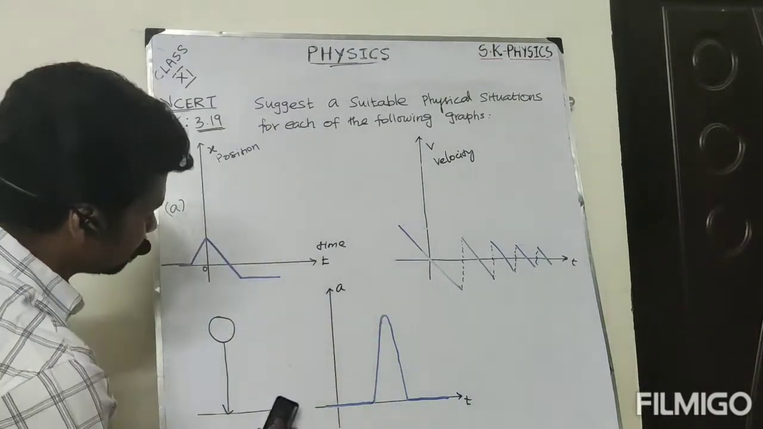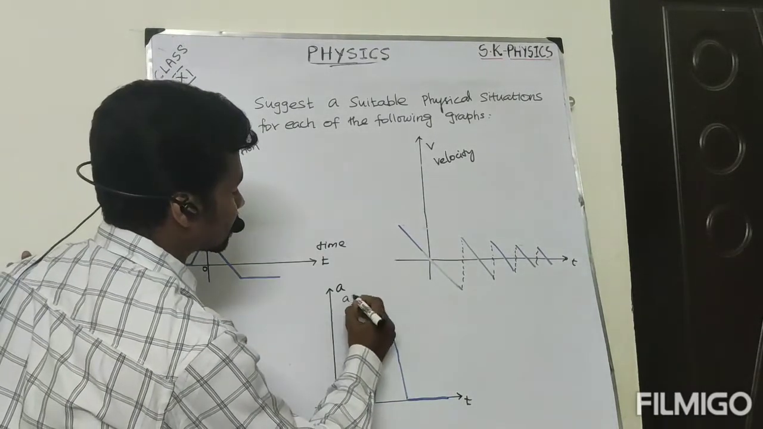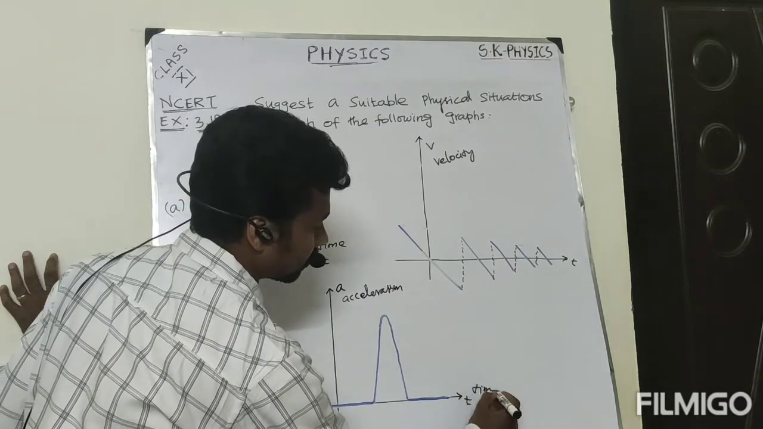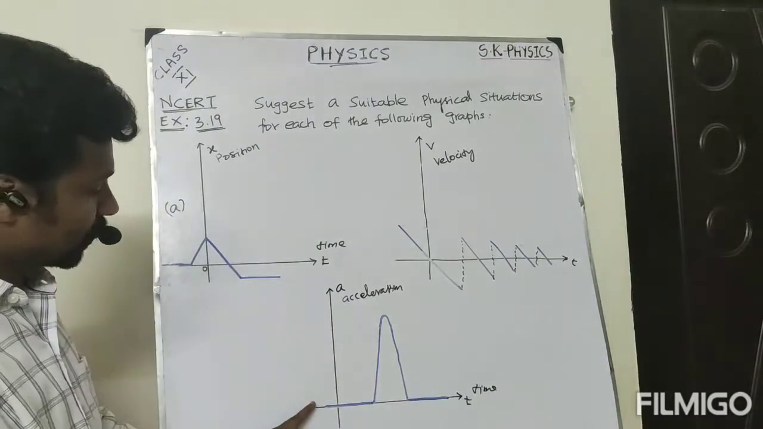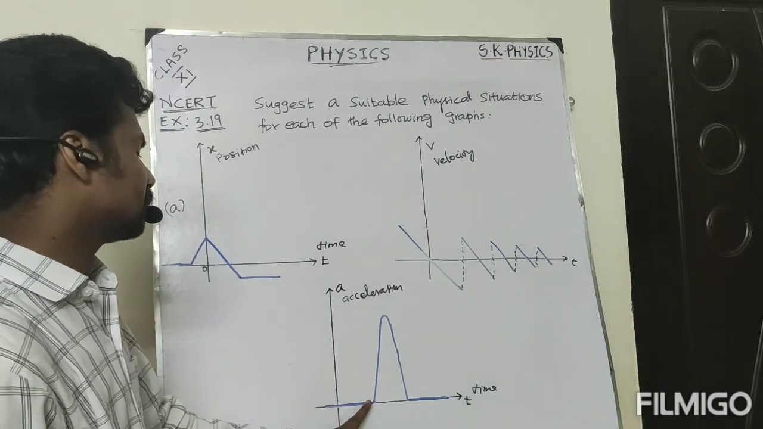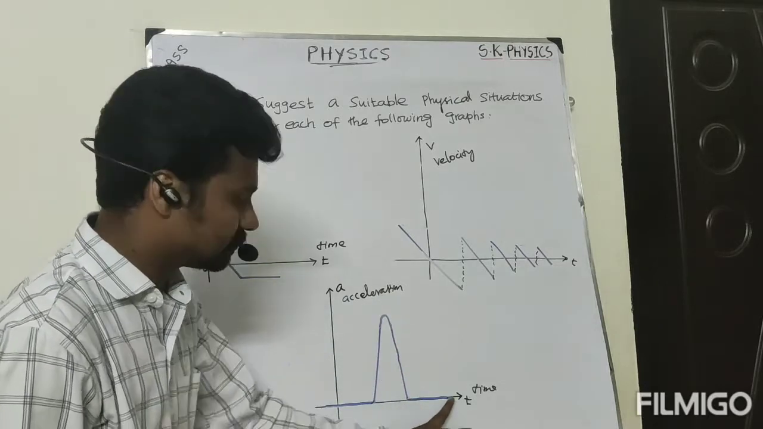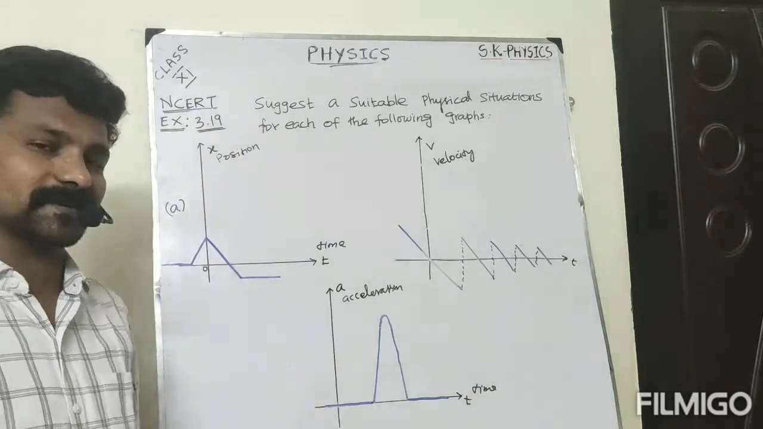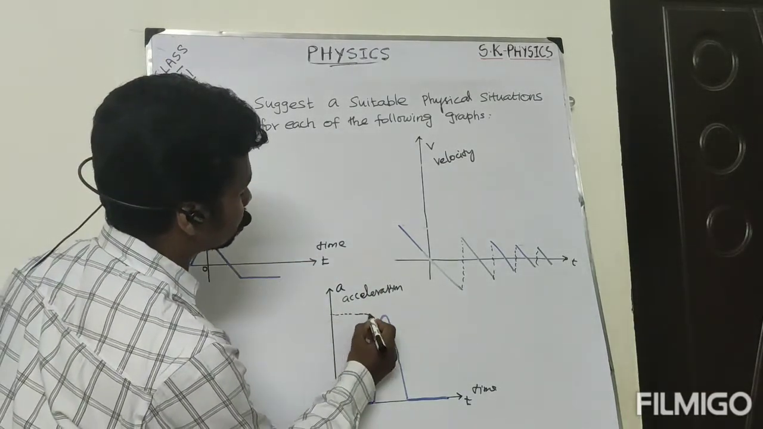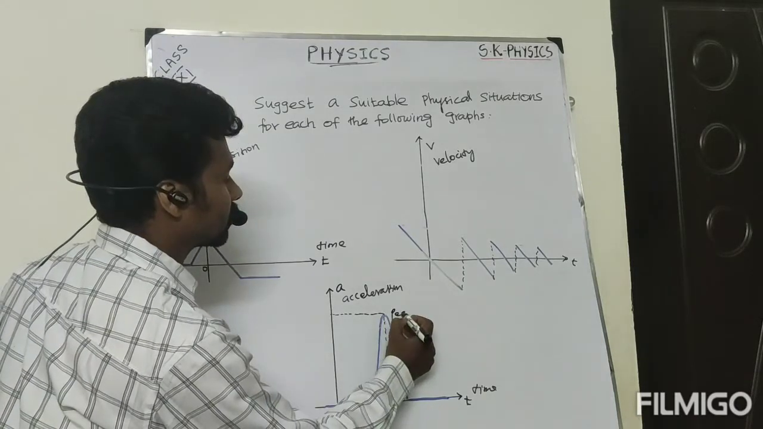Okay, see the next one. There is a graph between acceleration and time. See this blue line. As the time value changes, there is no acceleration. Then suddenly it accelerates, and then the acceleration is reducing. Suddenly increasing, see that, this is the acceleration. Acceleration suddenly reaches a peak point.